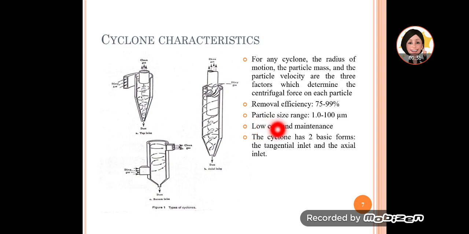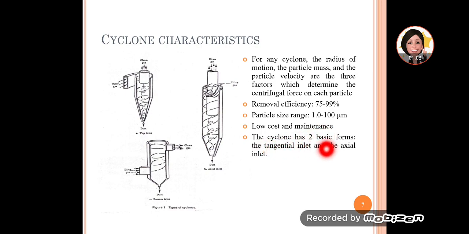And then the particle size range is between 1 to 100 micrometer. But as mentioned previously, it's best to be from 10 to 100, because if there is too much of less than 10 micrometer particle size range, the cyclone could be inefficient as well. And this is a very simple setup. Cyclone is a very simple setup. It is low cost and low maintenance as well.